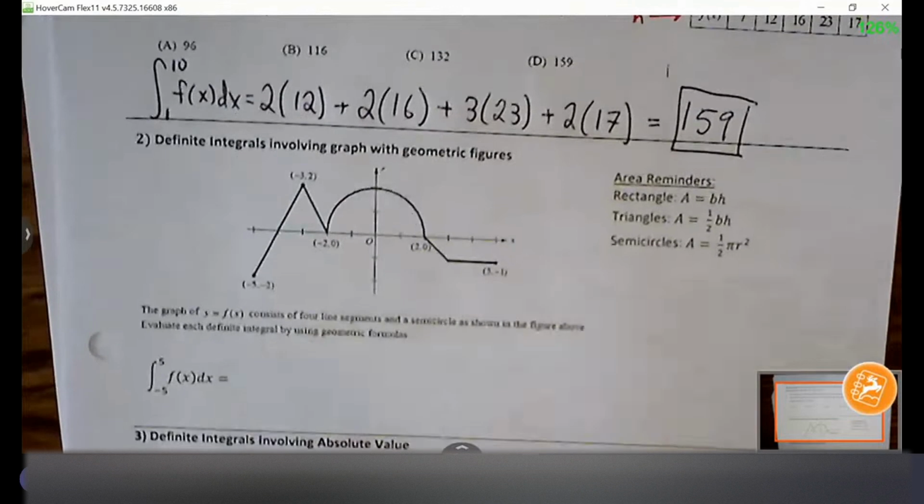It says the graph of f of x contains 4 line segments and a semicircle as shown. Evaluate each definite integral by using the geometric formulas. One thing I see students make mistakes with is identifying the shaded region. Sometimes we identify shaded region that's not part of the diagram. Something that will help is recognizing that we're only concerned about the region between the x-axis and the graph. Let me highlight the region we're concerned about.